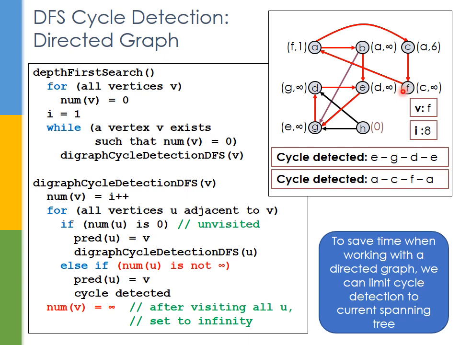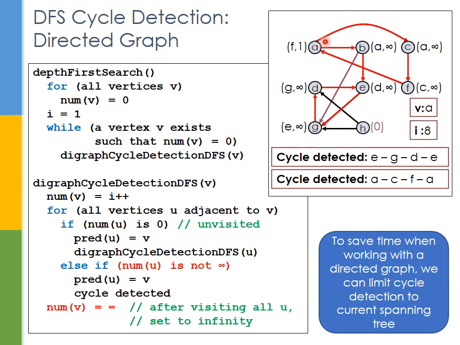Because we have finished considering all of the vertices that are adjacent to our current vertex F, we set F's number to infinity, indicating that it is on the spanning tree. We now unwind the stack, so we go back to vertex C, which was the previous vertex that we were considering. We see that there are no further adjacent vertices that we need to take care of. So this means that we set C's number to infinity, and then we unwind the stack once again, and now we are back at vertex A.